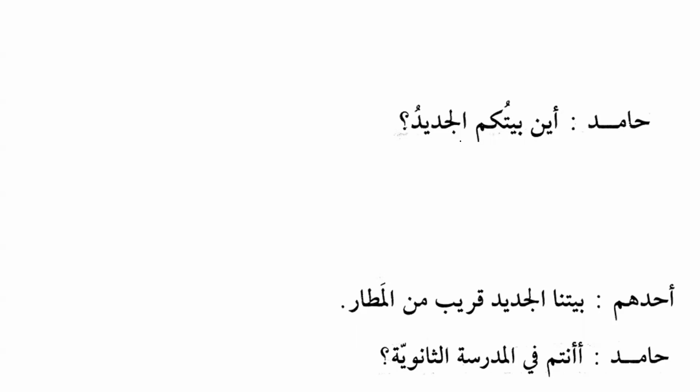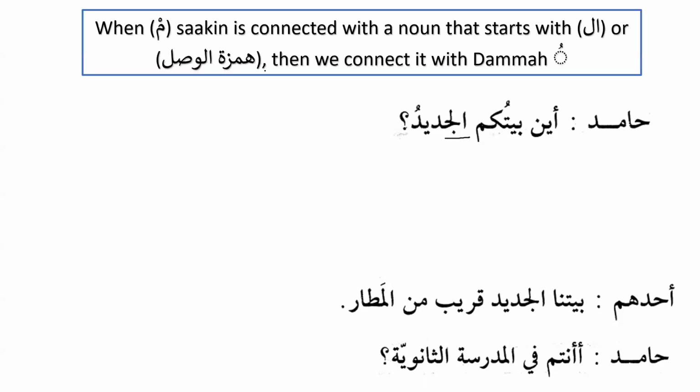When we connect meem with alif, or with hamzatul wasl, we can see that when meem sakin is connected with a noun that starts with al, or with hamzatul wasl, then we connect it with damma. How do we connect it? With damma. So it will be Aina baytukumul jadidu. So you can see that we have to put damma and not kasra. And this is restricted to meem sakin only, not for any other letters.